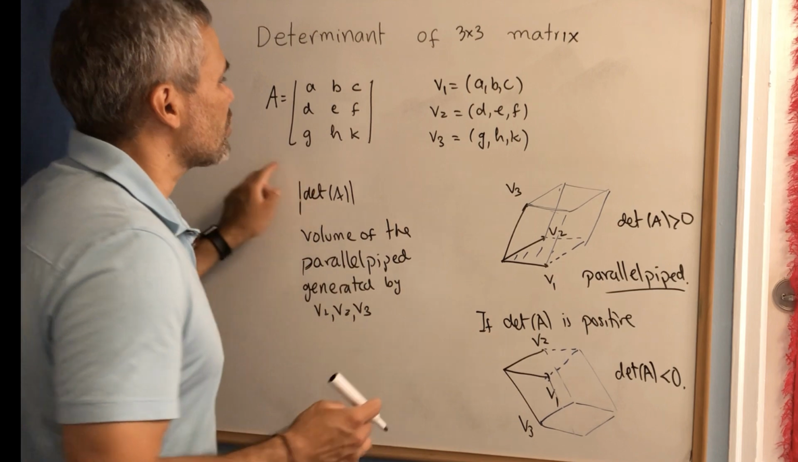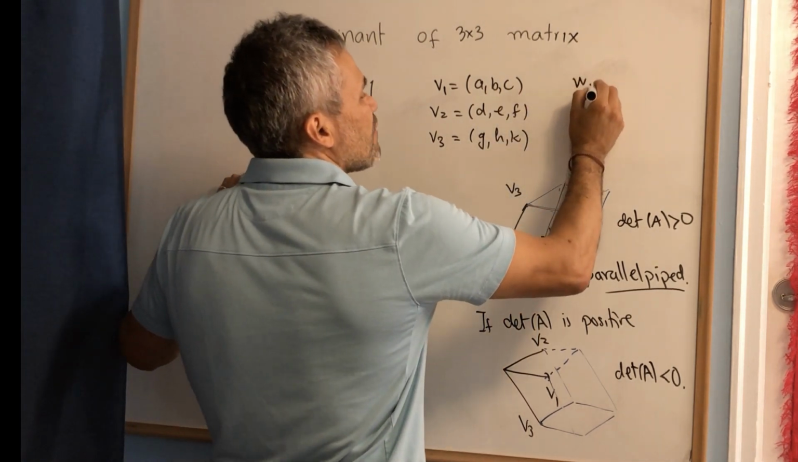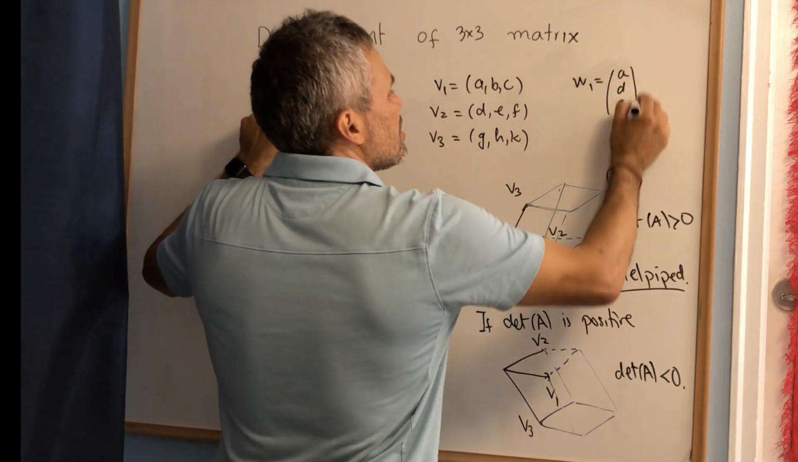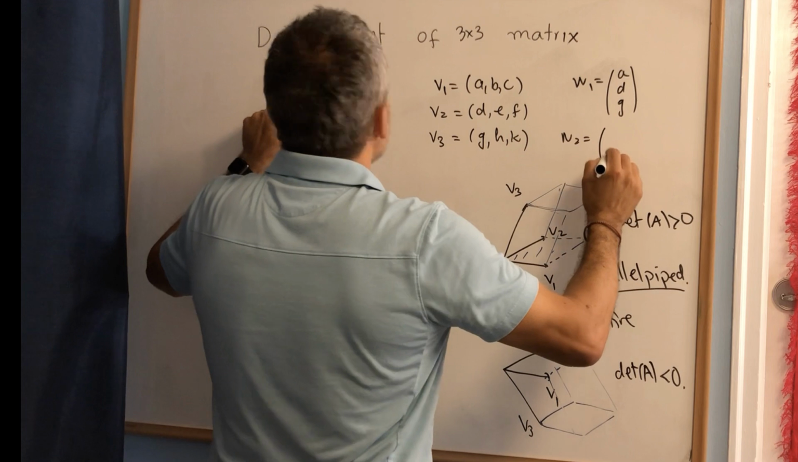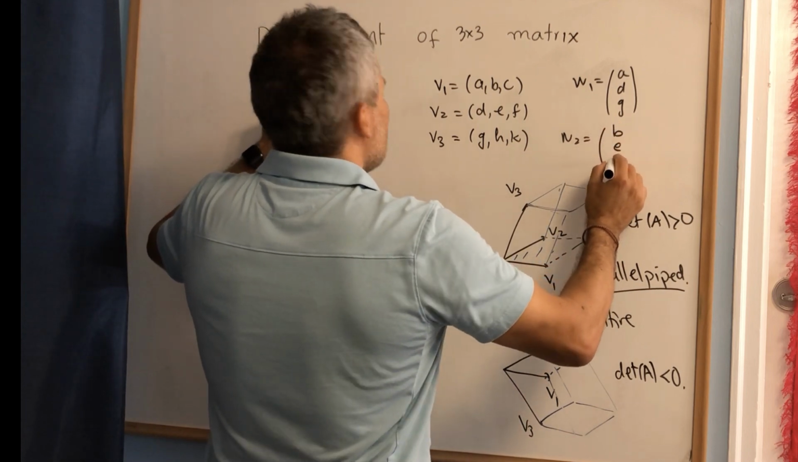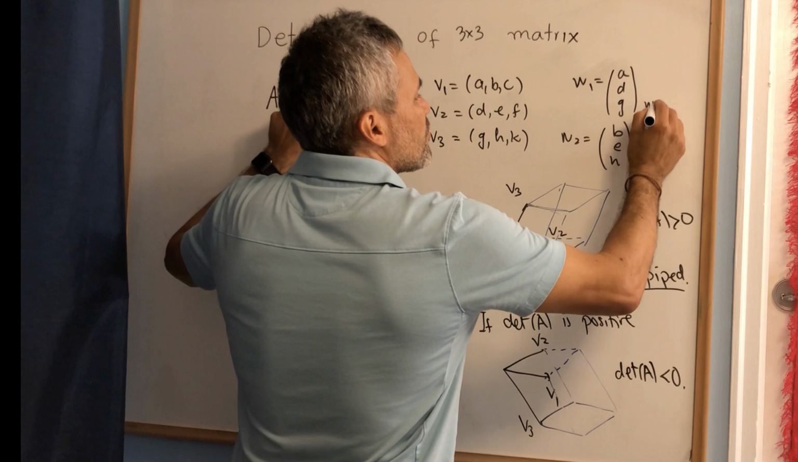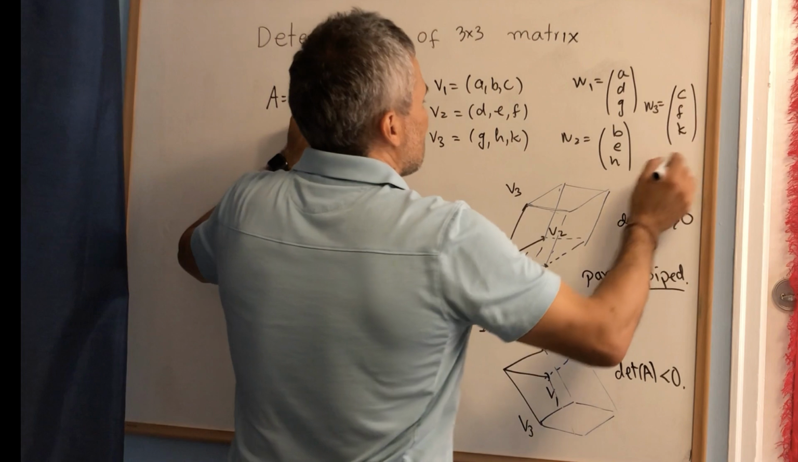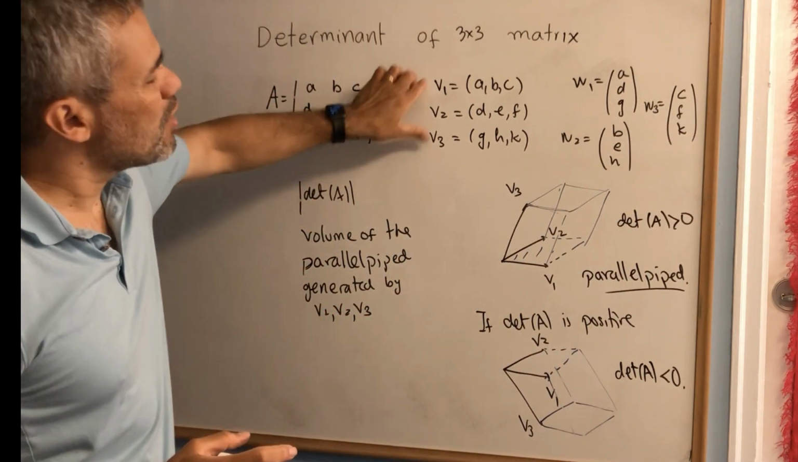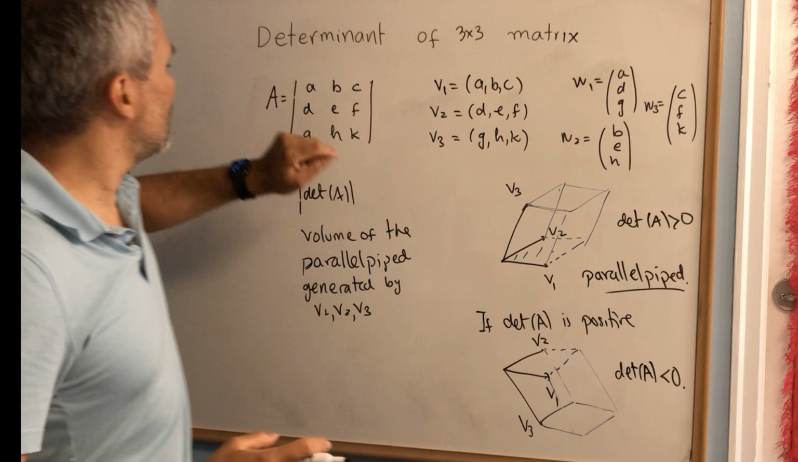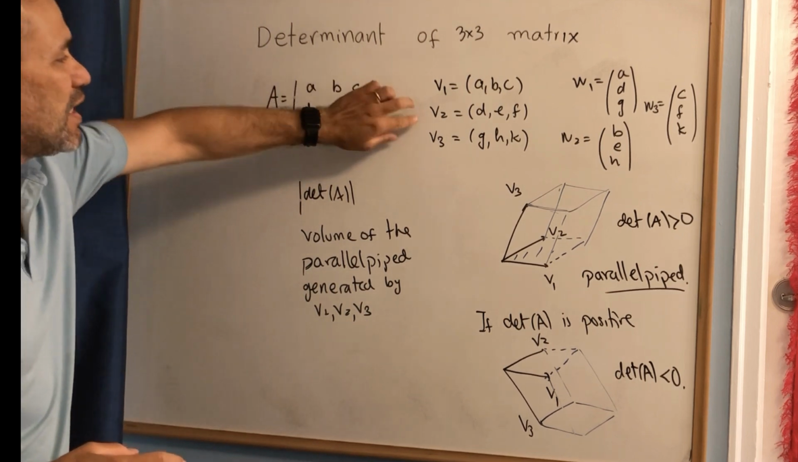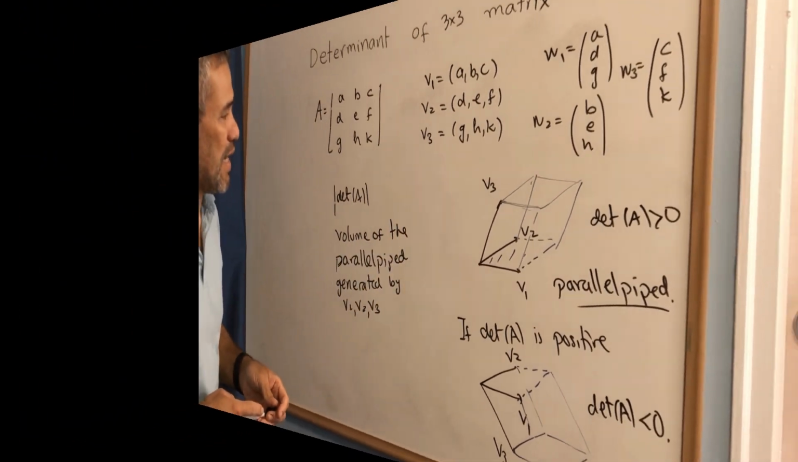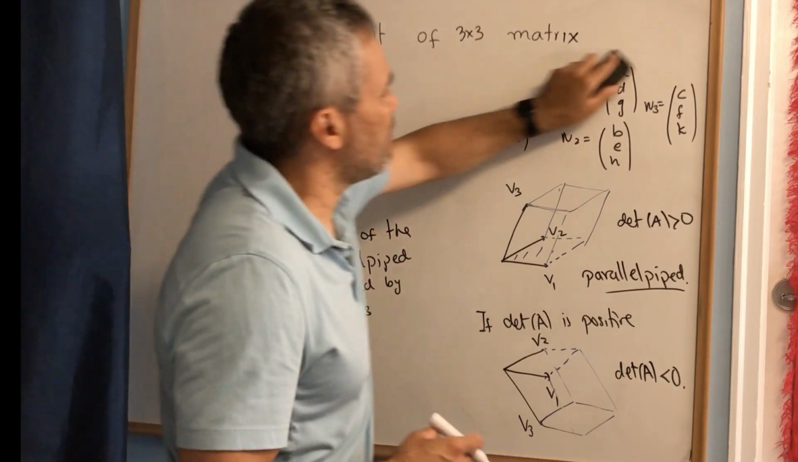This interpretation works if you use the vectors W1 equal to the column A, D, G, W2 equal to B, E, H, and W3 equal to C, F, K. Same thing, it doesn't matter if you use the 3 rows or the 3 columns. Notice that the order matters, and if you switch the order of 2, the determinant is going to change by a sign. Let me end with another example.